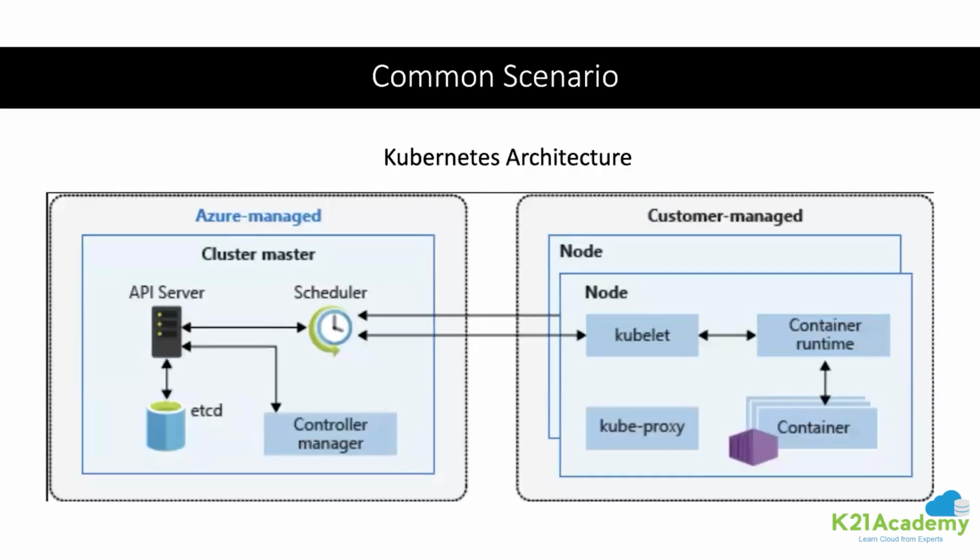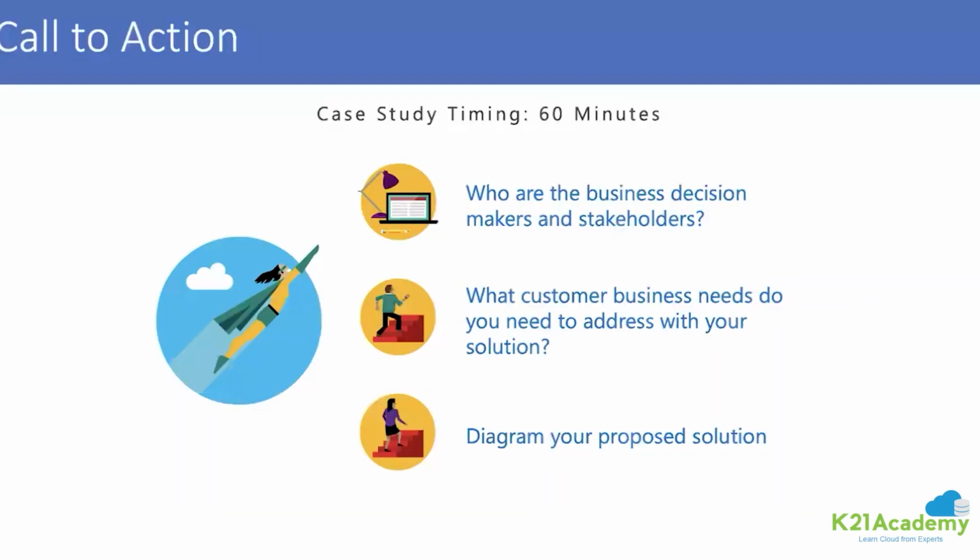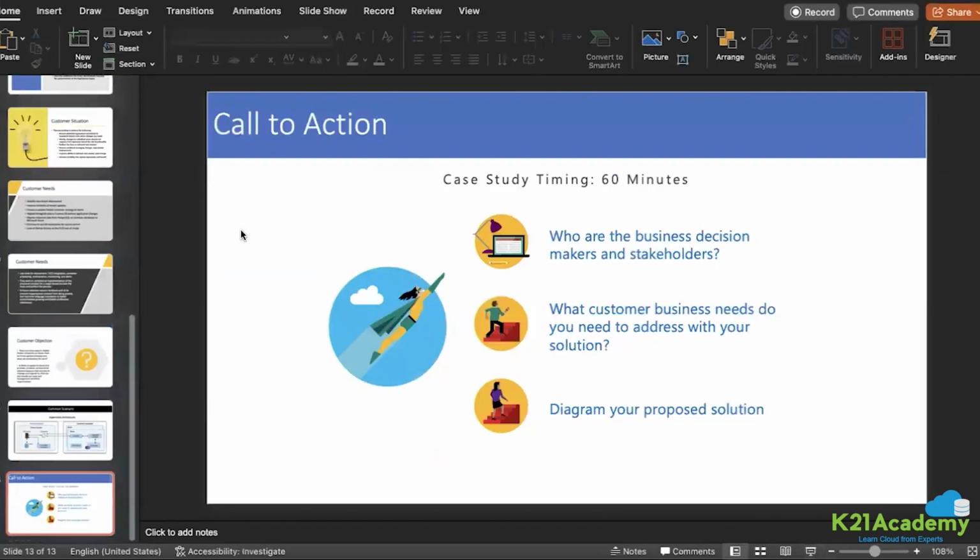Here is the common scenario. A Kubernetes architecture is given. This Kubernetes architecture at least gives you some idea of what could be the solution. Maybe you can come back and provide a proposal or solution across the services you have. So that's all the highlight of the case study. I will share this deck with you. I will give you some time.